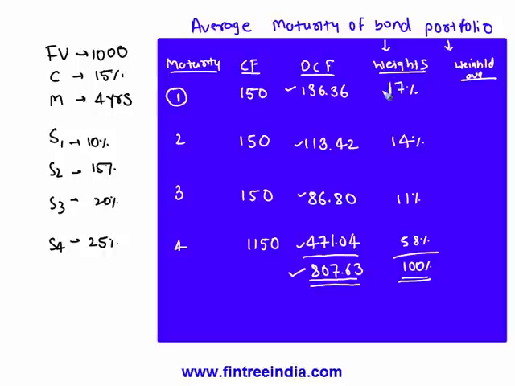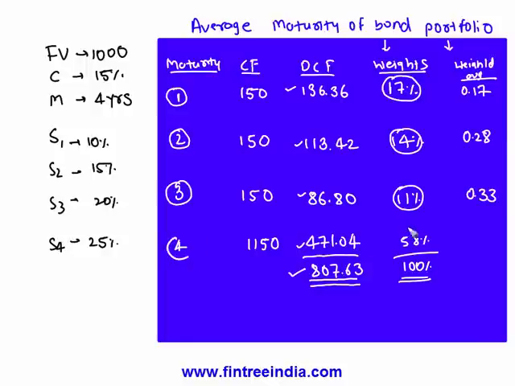1 year maturity. We have how much weight? 17%. So 1 into 17%, this is going to be 0.17. 2 year maturity, we have invested 14%. So 2 into 14%, this is 0.28. 3 into 11%, this is going to be 0.33. And 4 into 58%, this is going to be 2.32. And then we will take a total of all these numbers: 0.17, 0.28, 0.33, 2.32, 3.1. So this 3.10 is essentially the average maturity of your bond portfolio.